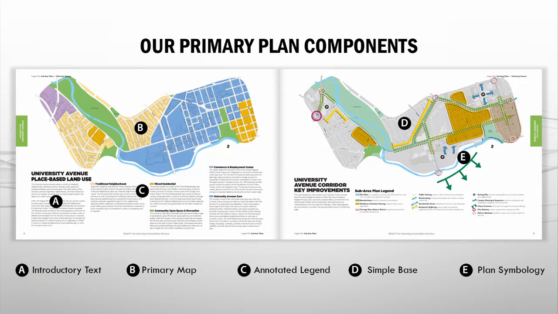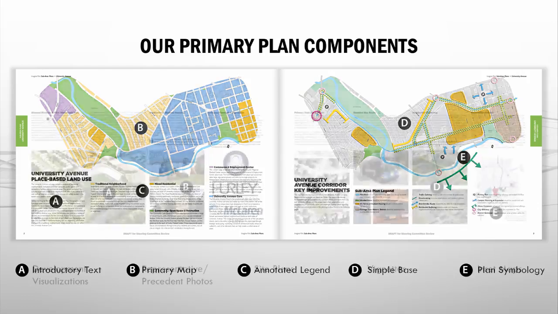When we boil down our plans, we have these components. We have some introductory text. We have a map. These are pages right out of a plan that we did for the city of Flint. We have our annotated legend where we integrate the legend into the maps, so it's one piece of paper that tells the whole story. And then on the right we have just a simple base map where we're looking to drop our plan symbols, so those symbols really pop off the page.